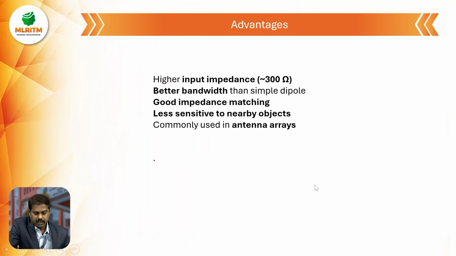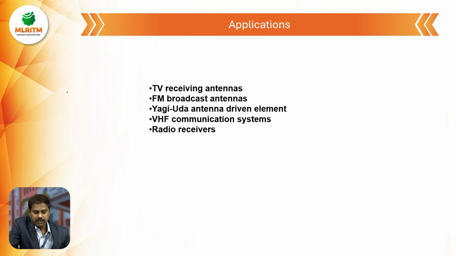Next, advantages: higher input impedance, that is 300 ohms, better bandwidth than a simple dipole, good impedance matching, less sensitive to nearby objects, commonly used in antenna arrays. Applications: this high impedance dipole antenna is used in TV receiving antennas, FM broadcast antennas, as the driven element in the Yagi antenna, VHF communication systems, and radio receivers.